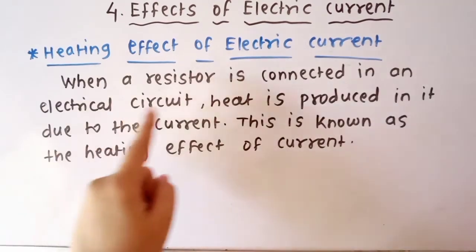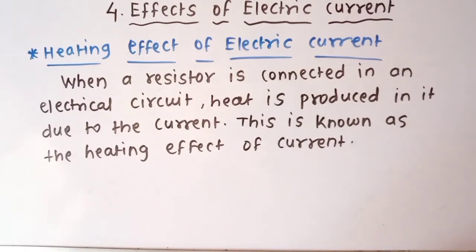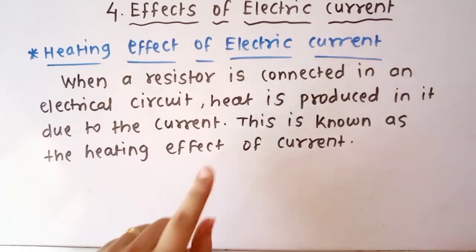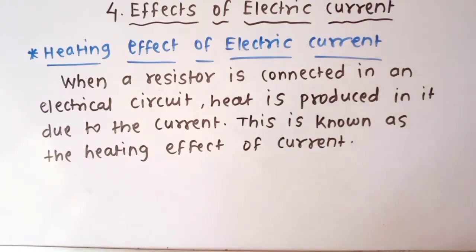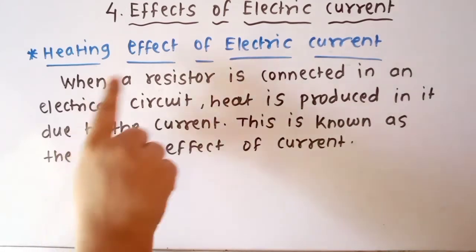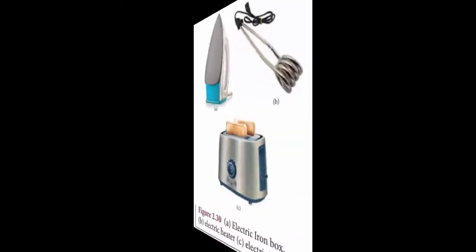So write it down. When a resistor is connected in an electrical circuit, heat is produced in it due to the current. This is known as the heating effect of current. Now, we observe such equipment in our daily life, such as water boiler, electric cooker, electric bulb. These appliances work on the principle of heating effect.